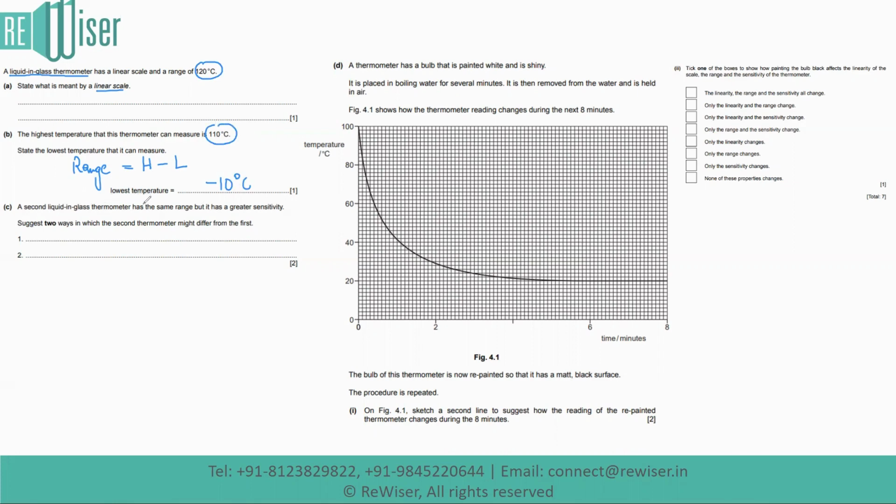A second liquid in glass thermometer has the same range but a greater sensitivity. Suggest two ways in which the second thermometer might differ from the first. Sensitivity is the ability of a device to respond to changes in its surroundings or its environment. As a consequence of this, the second liquid in glass thermometer, which has a greater sensitivity, will have a longer stem, and it will also have a liquid that expands more.